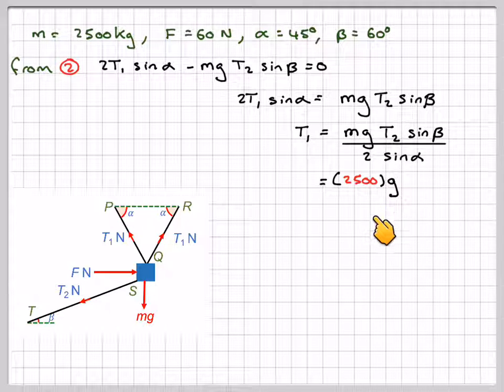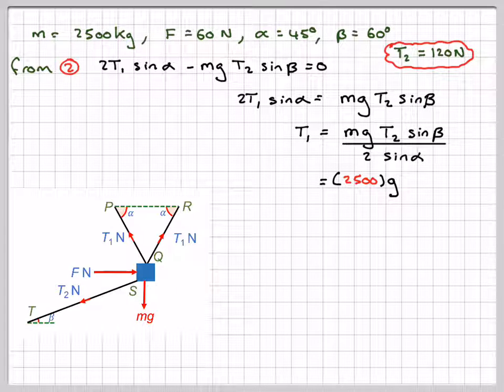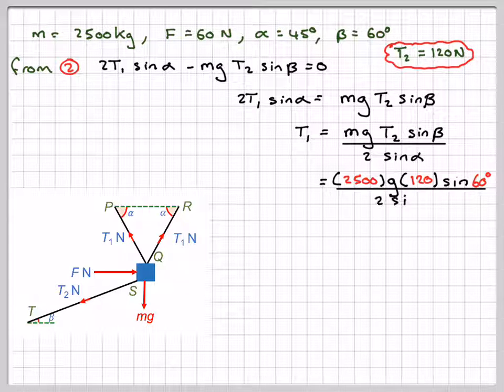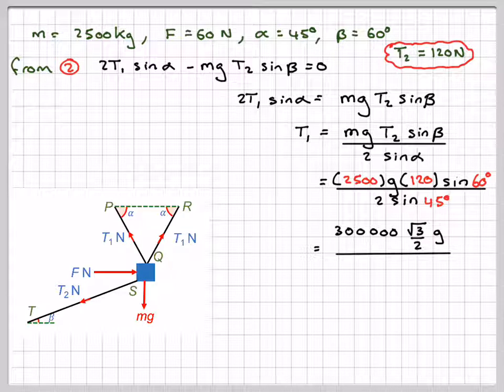Right, so it's going to be 2,500 times g. We're asked to give it in exact form, so we leave g in the answer. T2 is 120 newtons from the previous part of the question. So it's 120 times the sine of 60 divided by 2 times the sine of 45. So 120 times 2,500 is 300,000. Sine of 60 is root 3 over 2, so we get 300,000 root 3 over 2 times g.